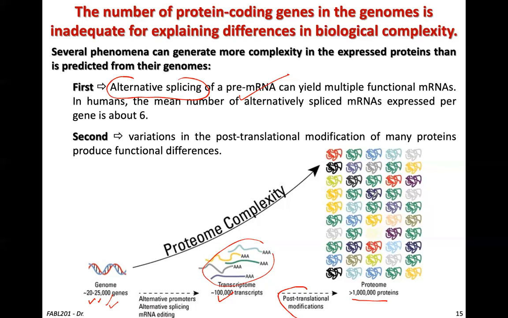And they found that a messenger RNA has a mean of around 6 alternatively spliced messenger RNAs. The second factor which leads to the increase in the number of the proteome is the variation in the type of the post-translational modification. We'll understand now what these post-translational modifications are.